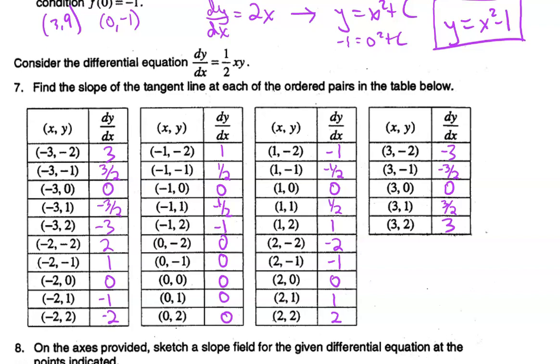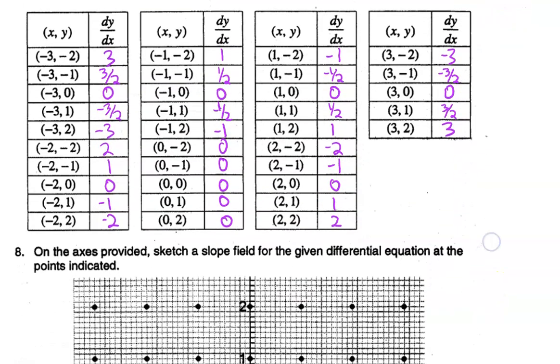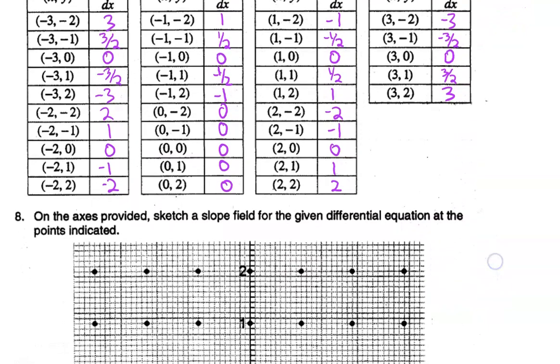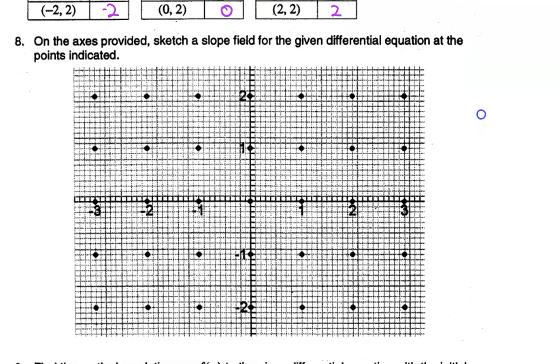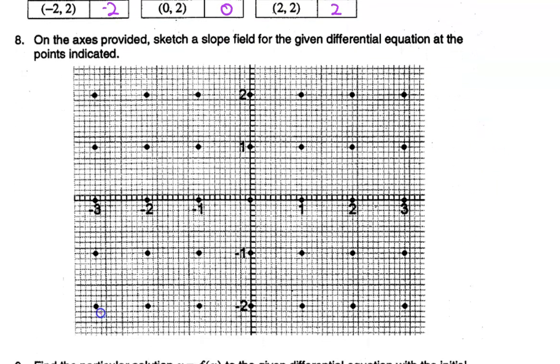Okay, all right, so we're going to go through and graph these now. And we're doing little line segments at each of these ordered pairs that have these slopes. So at the point -3, -2, I'm going to have a slope of +3. So fairly steep positive slope. Okay, so pause it, fill them out, and I'll do the same.